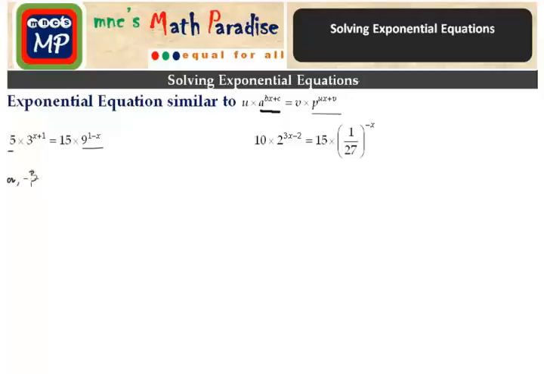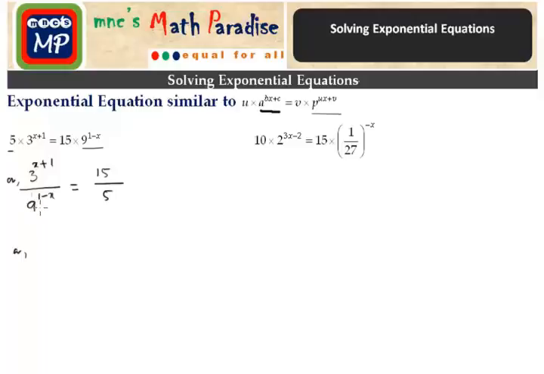That means it will be like 3 to the power x plus 1 divided by 9 to the power 1 minus x equals 15, because this is multiplication, on the other side it will become division, and this 5 will come down as a division. So now we have 3 to the power x plus 1.